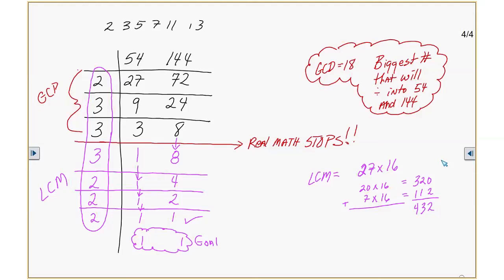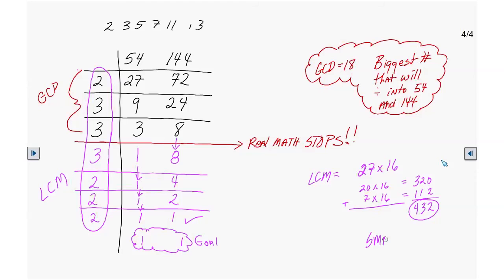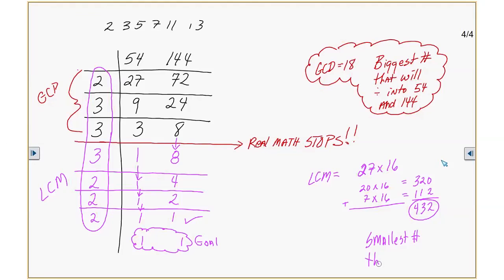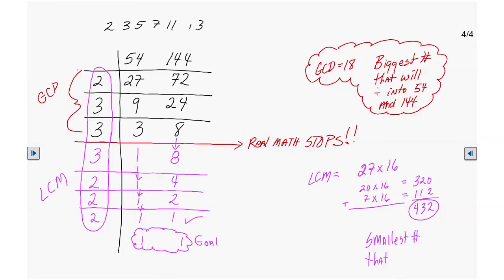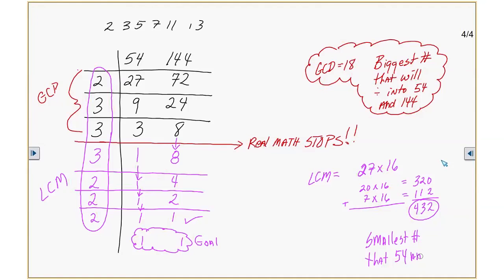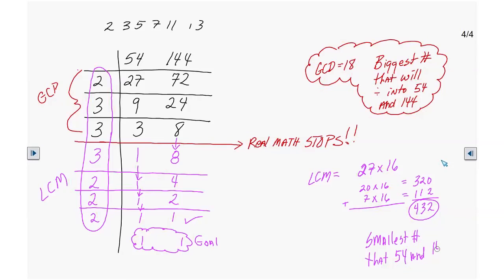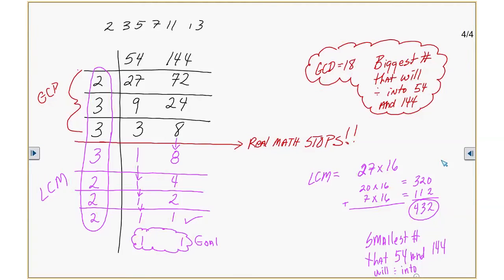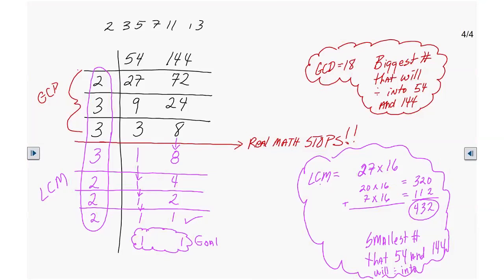Now, what is the least common multiple? The least common multiple is the smallest number that 54 and 144 will divide into. Now that's very important because that's going to give us the least common denominator later on.